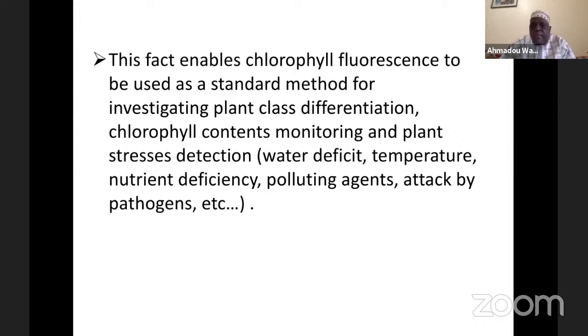With this fact, chlorophyll fluorescence is used as a standard method for investigating plant class differentiation, chlorophyll content monitoring, and plant stress detection: water deficit, temperature, nutrient deficiency, pollutant agents, and attack from pathogens.